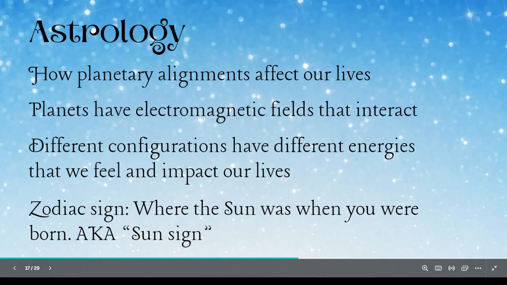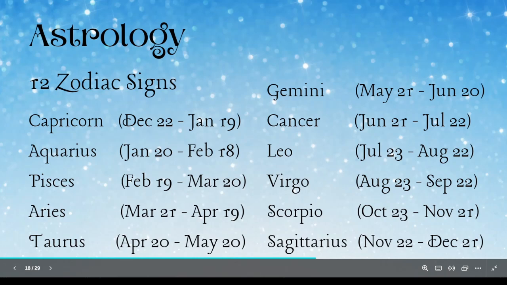So the zodiac sign is also known as the sun sign, and that is where the sun was when you were born. So there's 12 of them. I think, as we all know, that's the standard breakdown here.